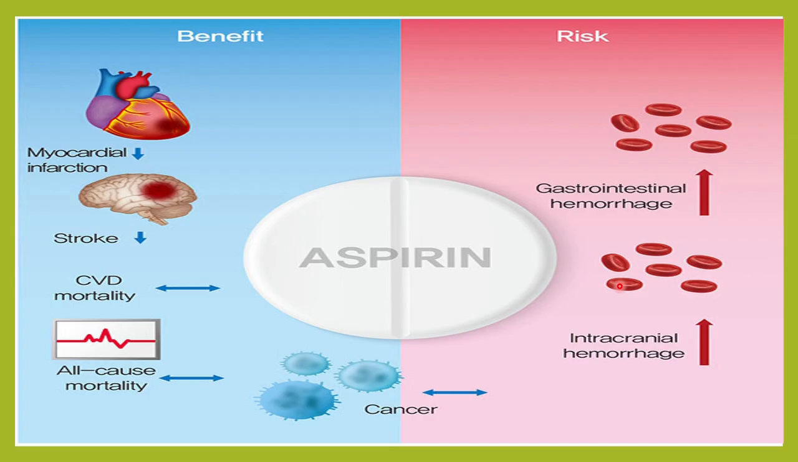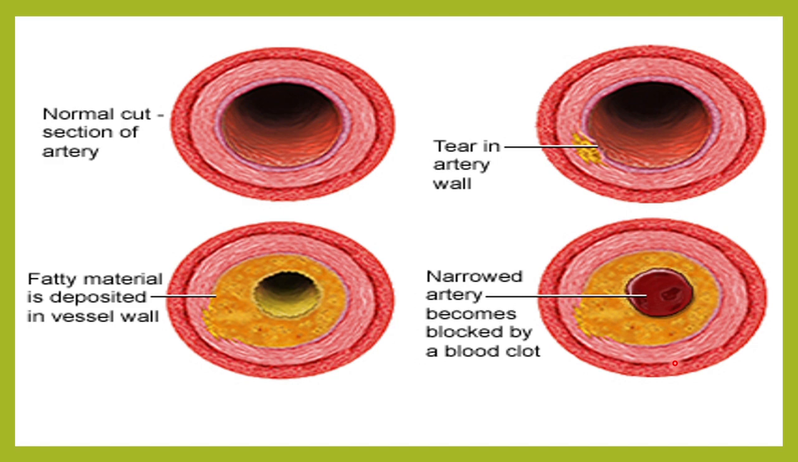So the benefit of aspirin is that it will prevent myocardial infarction, it will prevent stroke, it will prevent cardiovascular mortality, and the risk of it would be that it can cause gastrointestinal hemorrhage, intracranial hemorrhage, etc. So these would be the side effects of aspirin. Here you can see the blood vessels, here there is a tear in the blood vessel, here you can see the fatty material which is deposited, and here it is blocked, and there is also a blood clot.